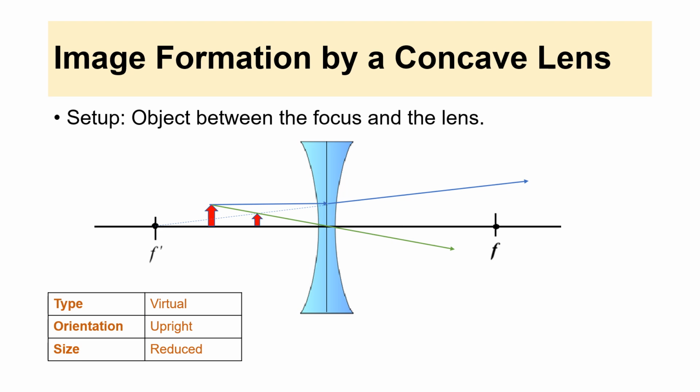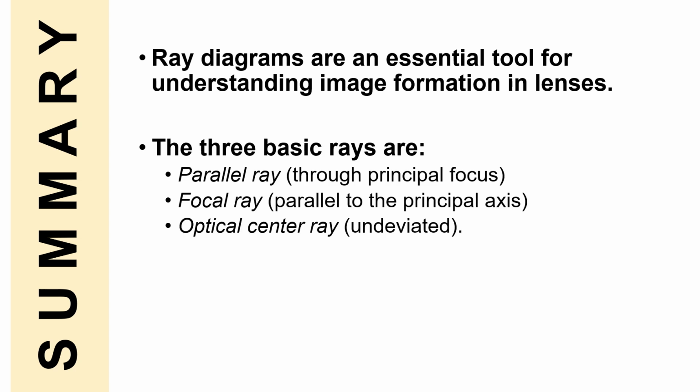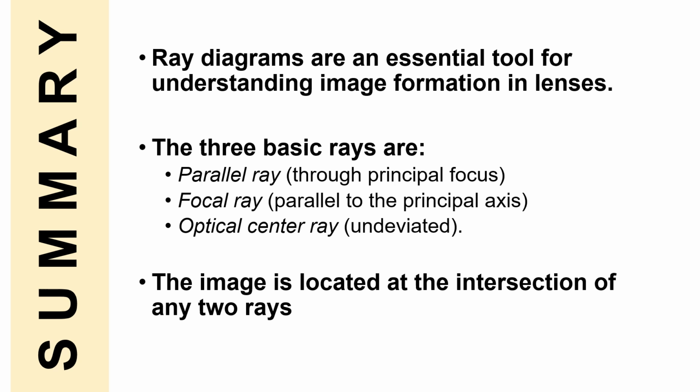upright, and then reduced. So in summary, ray diagrams are an essential tool for understanding image formation in lenses. And there are three basic rays that we're going to utilize: the parallel ray, focal ray, and the optical center ray. The image is located at the intersection of any two rays.